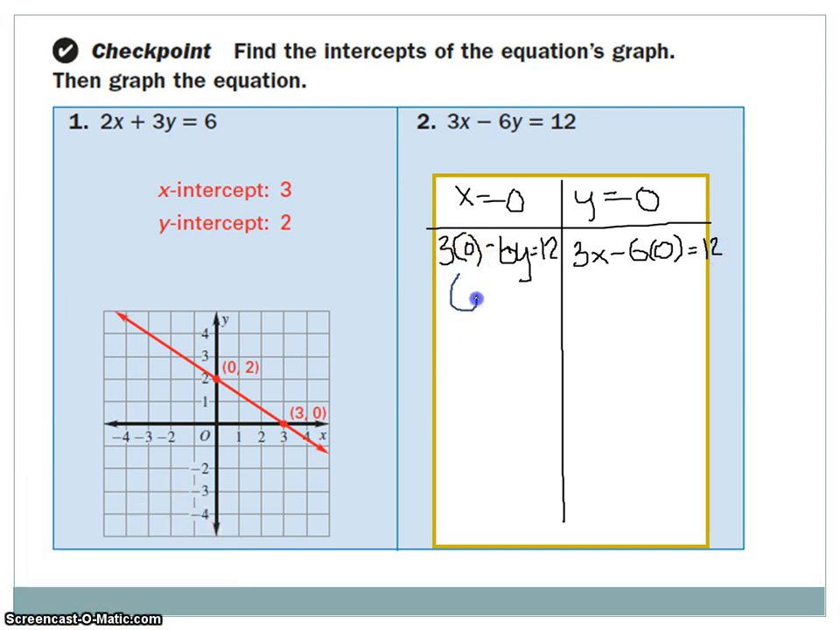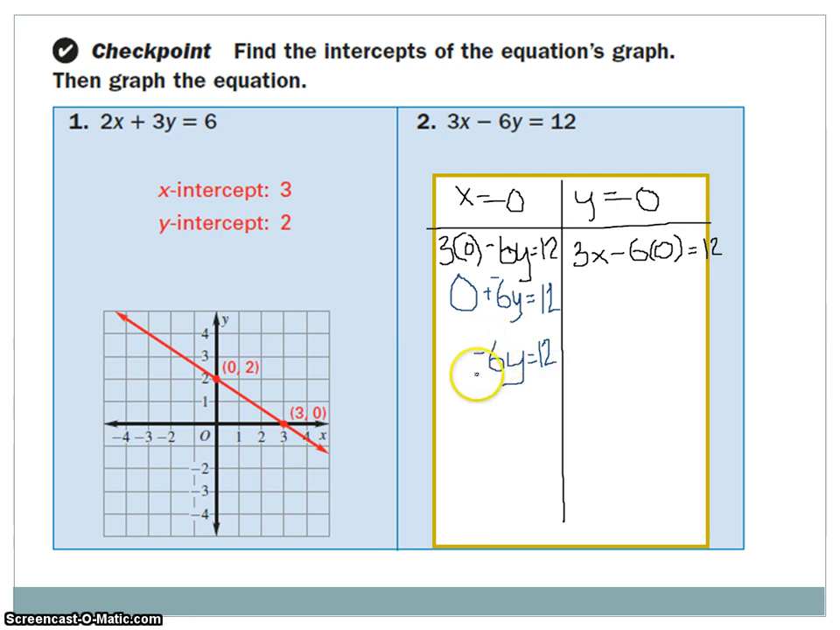3 times 0 is 0. Subtract 6y. And you can change all of your subtractions to adding a negative. That will make it easier, and I know I've said this many times. That will make it easier for you in the long run. Now 0 plus negative 6y is just negative 6y. You want to make sure you bring down the negative 6. Don't just ignore the subtraction. It is a negative 6y equals 12.